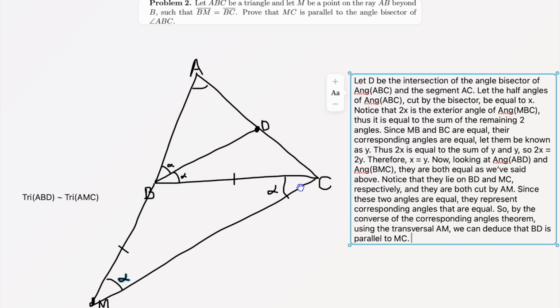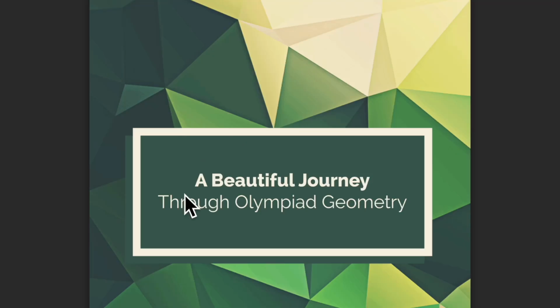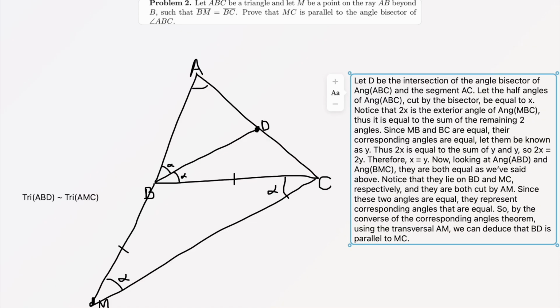And if you were unsure about any of these, please look them up on YouTube. There's wonderful videos out there by a lot of good teachers as well. There's this book again, A Beautiful Journey Through Olympiad Geometry. And then of course, we wrote this proof out, which please give me some tips about it. Anyway, I hope you enjoyed, and keep on problem solving.